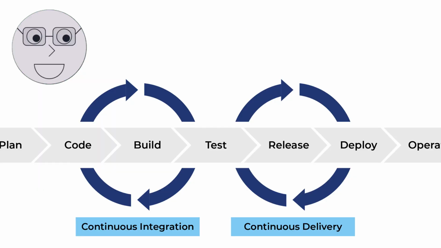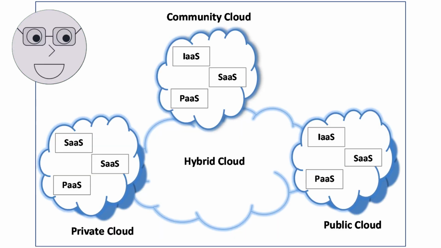5. Continuous integration and continuous deployment (CI/CD). CI/CD is a set of practices for automating the software development process. This includes tools for automatically building, testing, and deploying software, which can help to improve the speed and quality of software development. 6. Cloud computing.